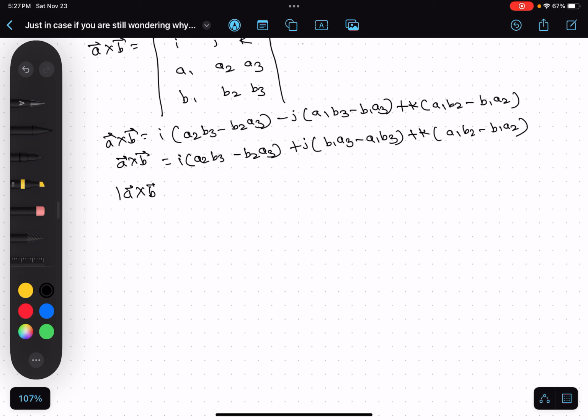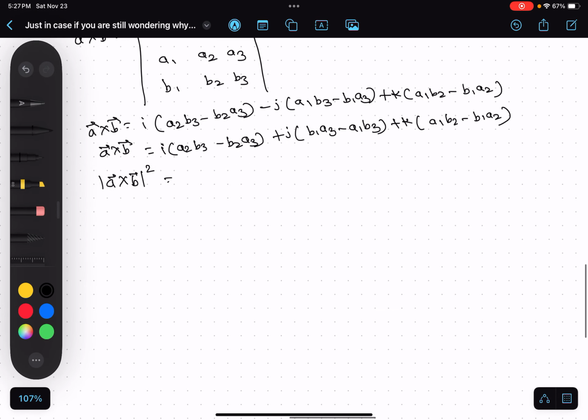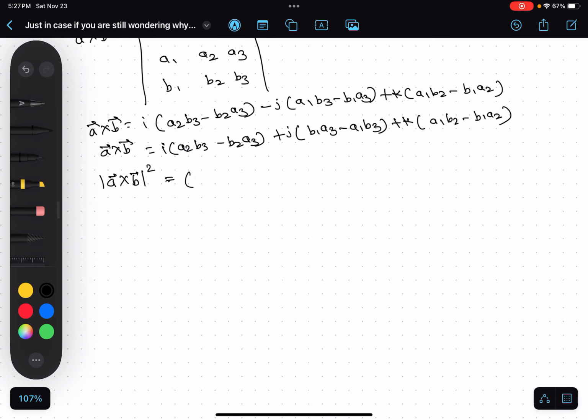So the magnitude of a vector cross b vector, and then we will square that so as to not have this square root sign, will just be (a2 b3 minus b2 a3) squared plus (b1 a3 minus a1 b3) squared plus (a1 b2 minus b1 a2) squared, right?